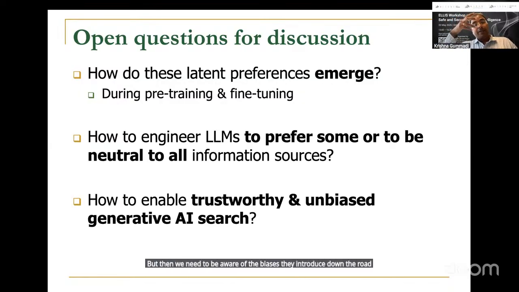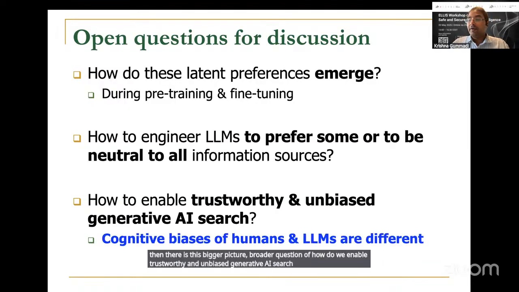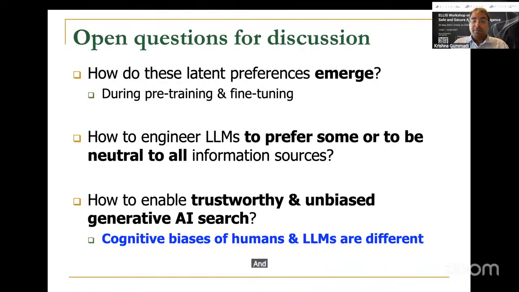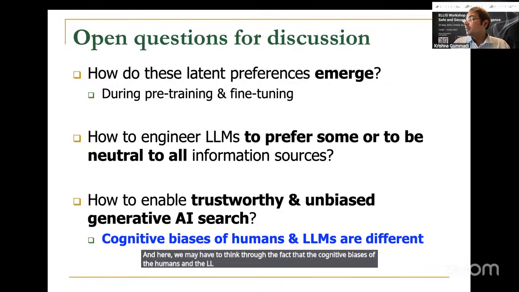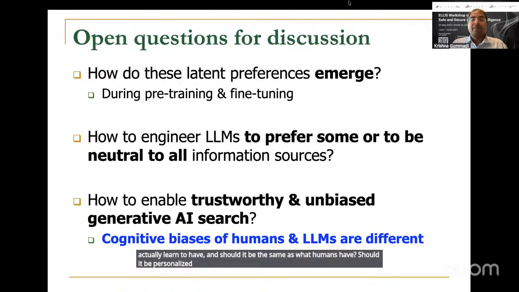And then there is this bigger picture, broader question of how do we enable trustworthy and unbiased generative AI search if that's the direction in which the world is headed. And here we may have to think through the fact that the cognitive biases of the humans and the LLMs may be different. And there is a question of what sort of trust in sources should the LLMs actually learn to have, and should it be the same as what humans have? Should it be personalized? And all these other questions come up.